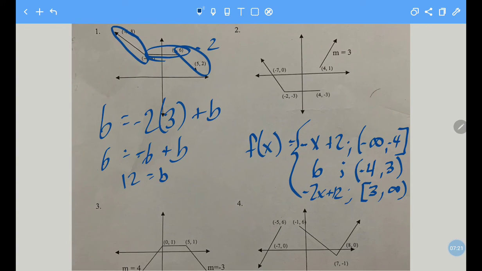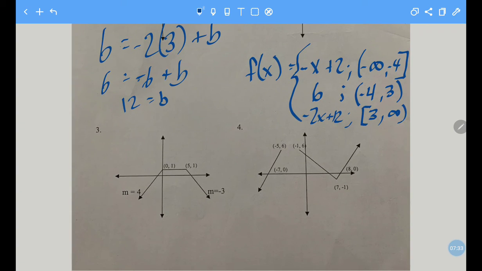Number 2 has 3 parts. It has this part, this part, and then this one that goes forever. So you're going to have another 3 parts. The tricky one is number 4. There's a gap here. It still has 3 parts, but you're going to find this equation, find this line, and that's going to go from negative infinity to negative 5. Then your next one is going to go from x equals negative 1 to x equals 7. So there's going to be a hole in there. And then the last one will go on.